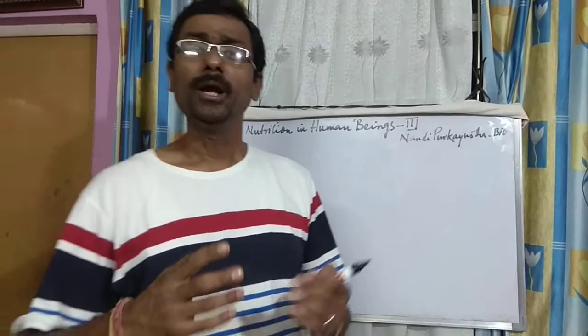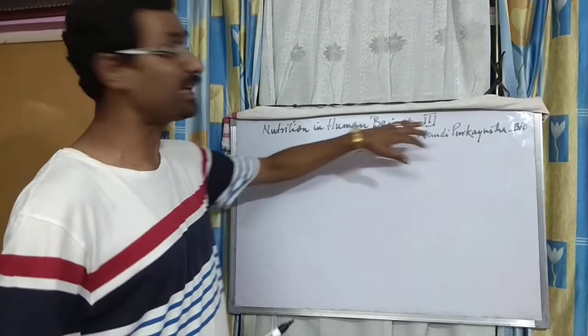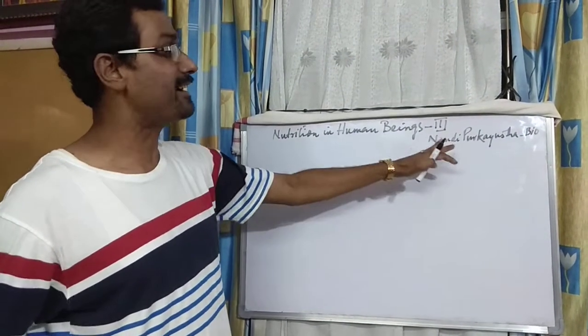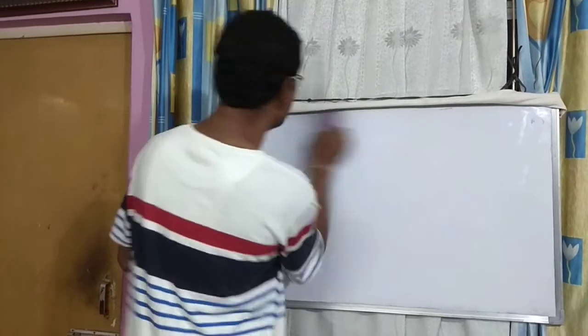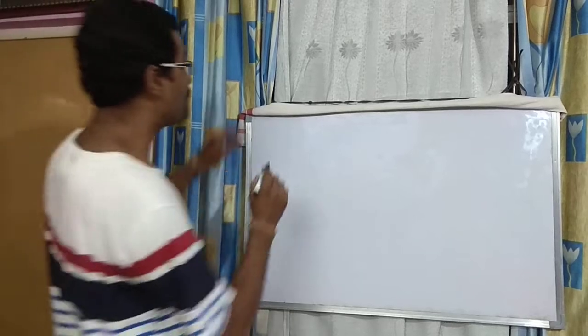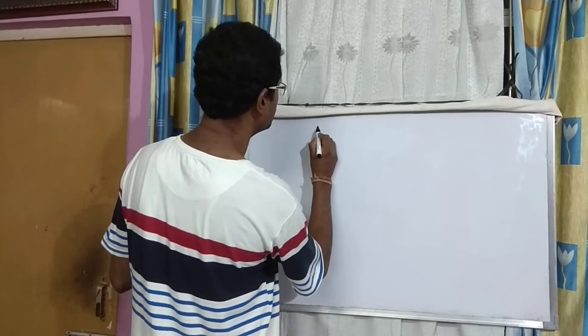Students, today we'll be going for the third and the last part of the nutrition in human being. So, this is the nutrition in human being third and final part. First of all, in one stroke, we'll be going for the diagram and we'll be discussing each one of the parts, whatever we have done earlier, in a very small period of time.